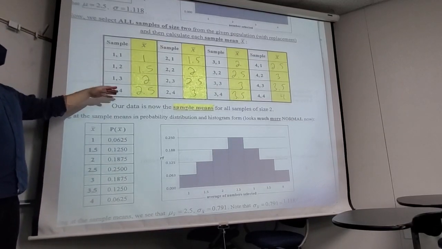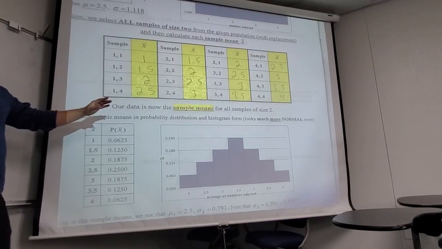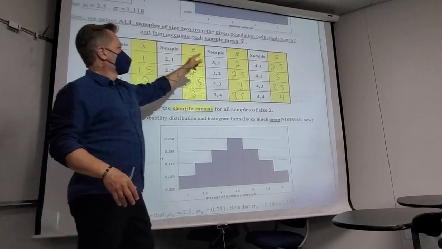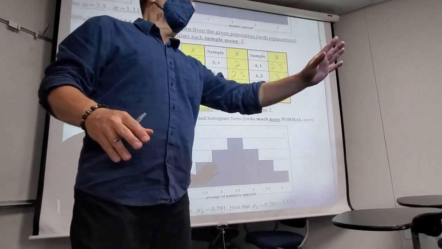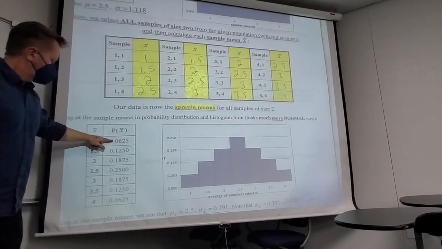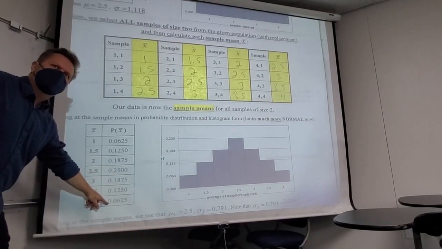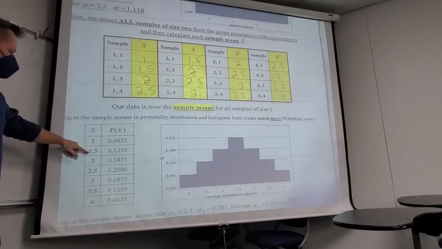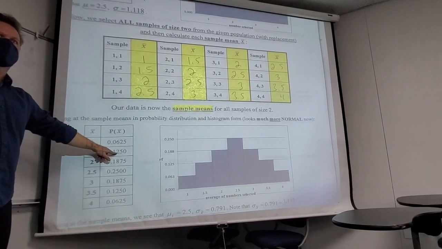What's the least likely? What's one of the least likely averages to get? 1 and 4, because there's only one way to get each one of those. So that's why this is 1 out of 16, and this is 1 out of 16. Do you guys follow what's happening? So to get an average of 1.5, that happens twice. That's 2 out of 16, so that's 0.125.